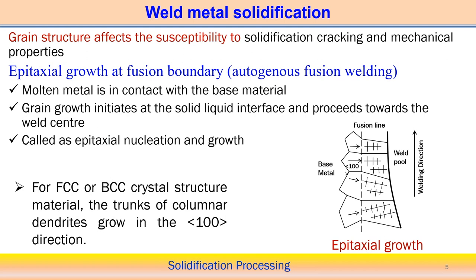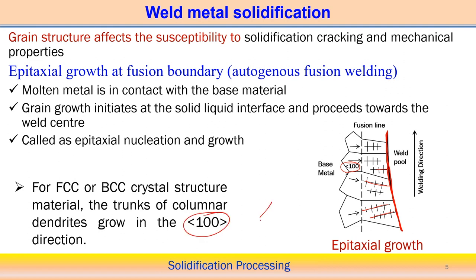The molten metal, suppose here if you look into this, this is the weld pool boundary, and this is the welding direction. From the boundary there is a growth, and this epitaxial growth occurs in one particular direction. Here you can see that a columnar structure occurs in the preferred direction, and this preferred direction is basically 100. Usually for FCC or BCC crystal structure, the preferred orientation direction is 100.